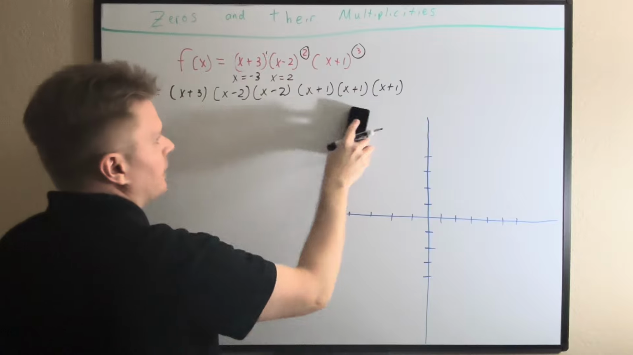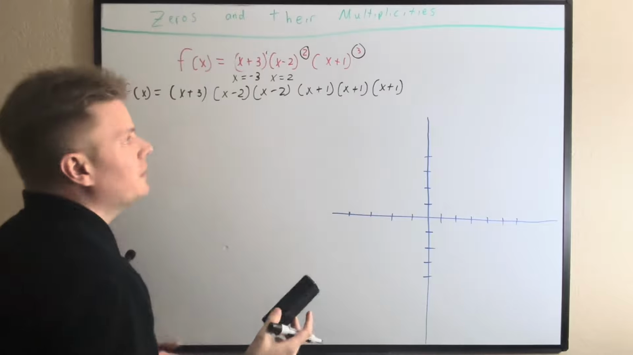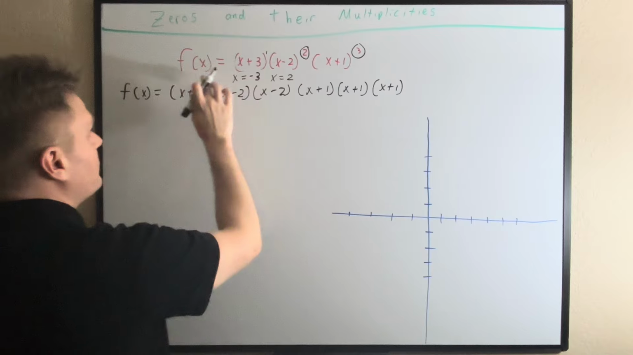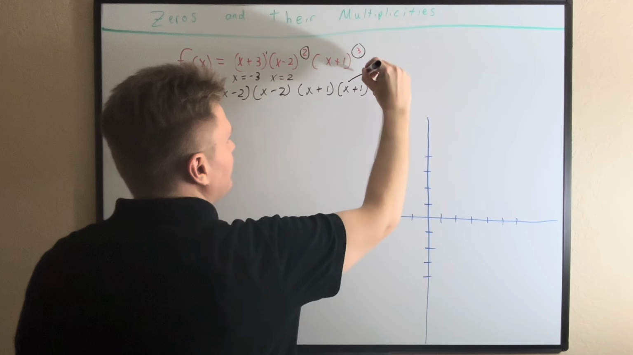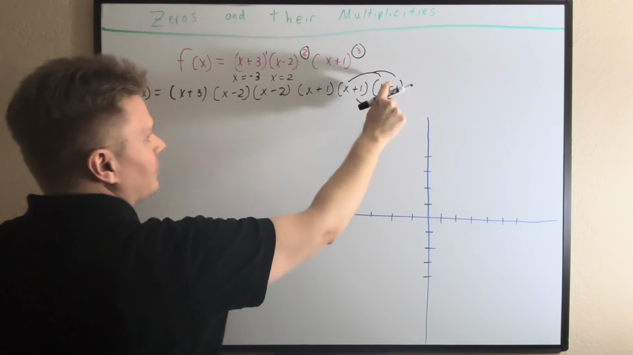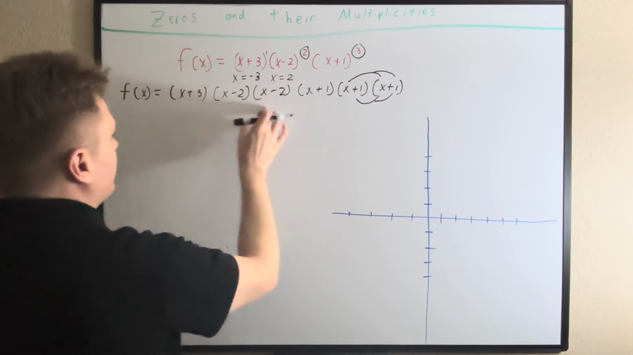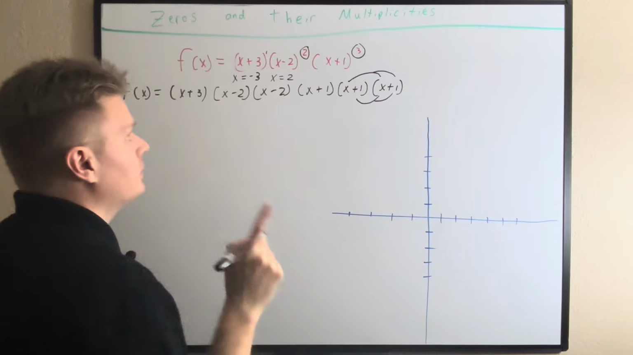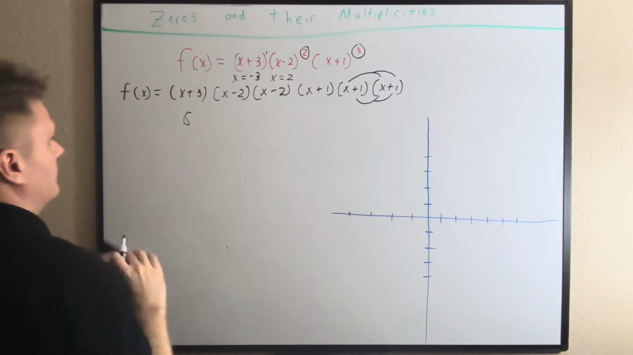But wait, I thought the largest exponent was the degree. No, degree is a different thing. Degree is what you see when all of this is FOILed out. You know, if you were to actually go and FOIL all of this out, first, outside, inside, last, for all of these, what would your degree be? Your highest exponent? It would be 6.